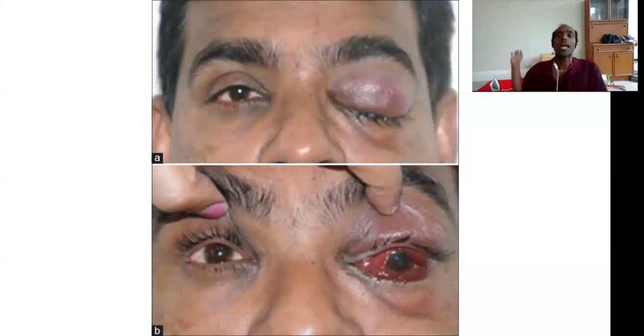So that you call complete ophthalmoplegia. The eyeball doesn't move in any direction. Why? 3, 4, 6, all the three cranial nerves are gone. So the eyeball does not move in either direction. It is completely ophthalmoplegic.